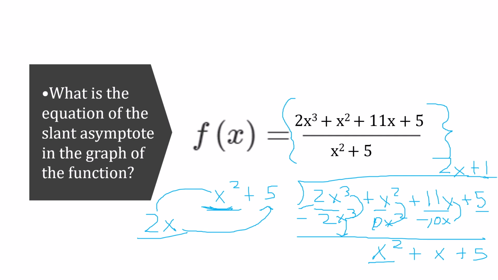All right, multiply 1 times x squared. Line this up. 1 times 5, line this up. And subtract. I don't need to finish that up. Here's my slant asymptote. Whatever we get here, you don't need to worry about the remainder. So the equation of y equals 2x plus 1 is our slant asymptote.